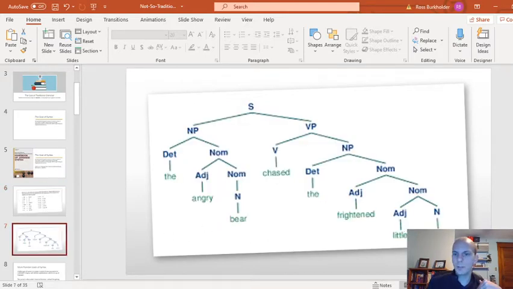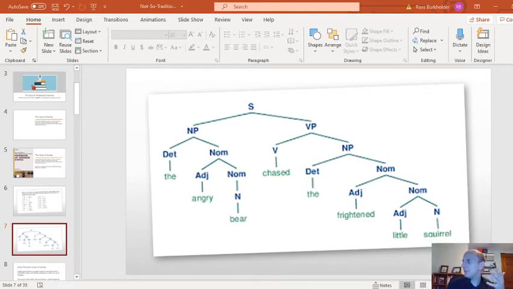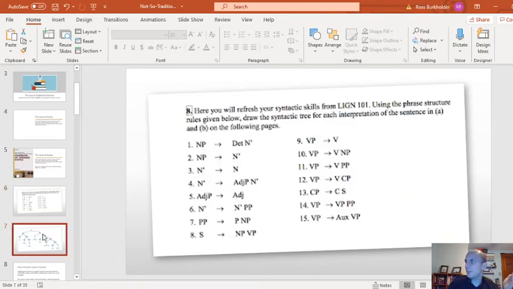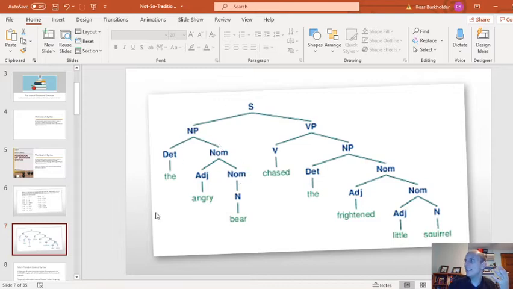Let me shrink myself real quick. So with that system of rules I just presented to you on the previous slide, we can create this sentence, the angry bear chased the frightened little squirrel. That is a grammatical sentence of English, so it is doing its job, at least with this one very small piece of evidence. And we could test to see if this system of rules can accommodate every single grammatical sentence of English. These are called phrase structure rules for what it's worth, and I'll reference these as syntactic trees. You'll see a few more simpler syntactic trees later on.